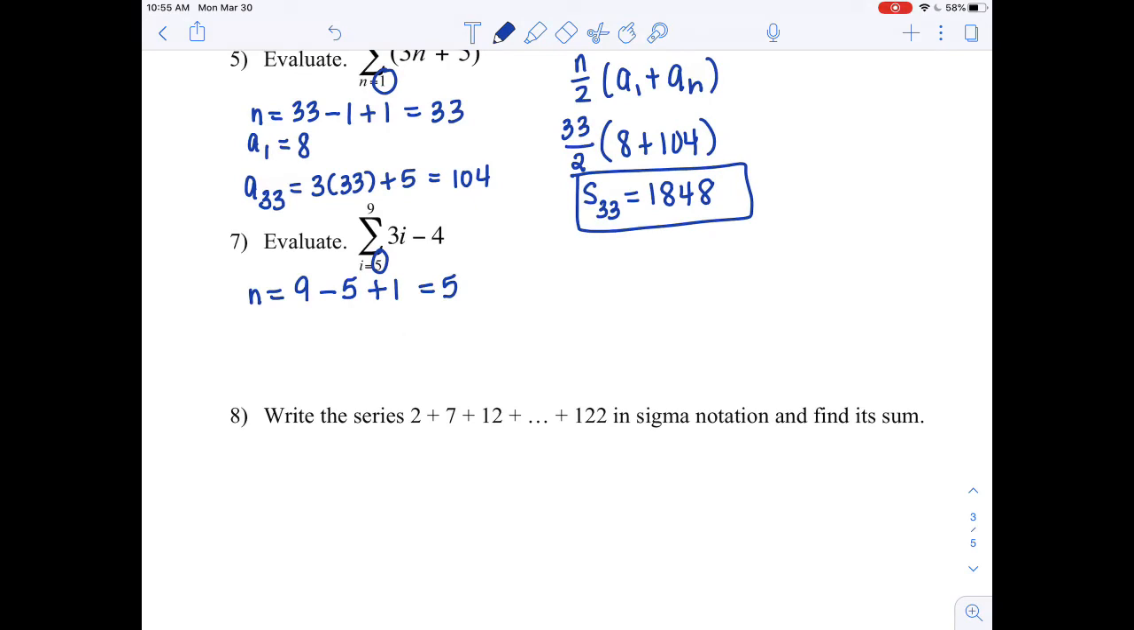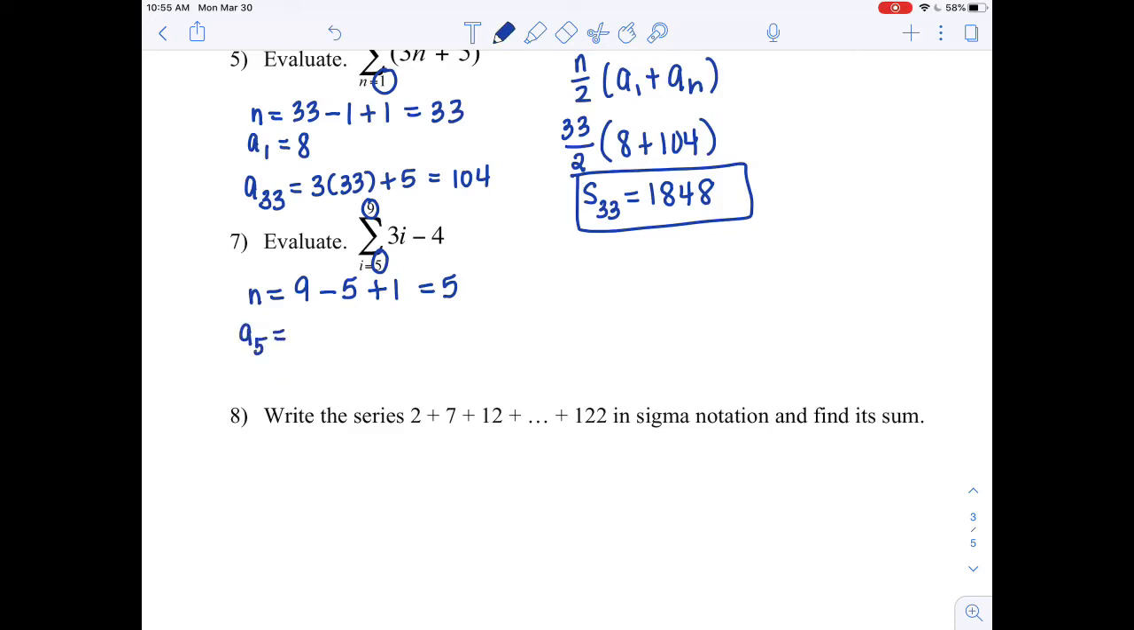Okay, so just to illustrate what I was speaking of with regard to having different numbers on the top and the bottom, take a look at number 7. Once again, what do you need? You need your first term, your last term, and the number of terms. The number of terms, again, comes from the top number minus the bottom number plus 1. That tells you that you have 5 terms here.